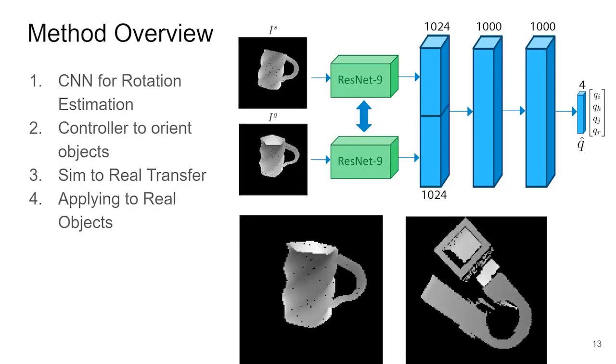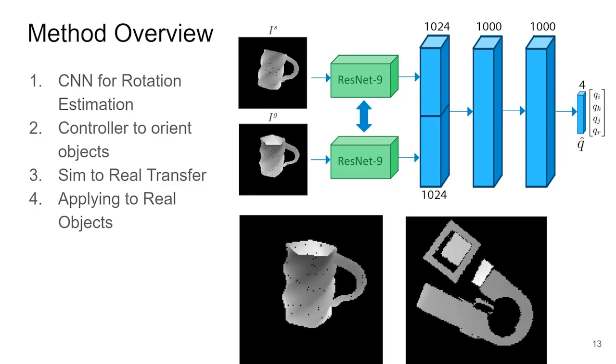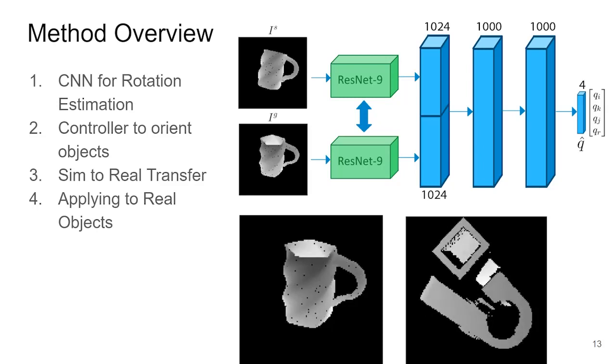To orient objects, we first train a CNN to estimate the rotation difference of a 3D object from images. Then, we define a controller to orient an object to a given pose. Next, we set up a pipeline for applying the network trained in simulation to orient physical objects.